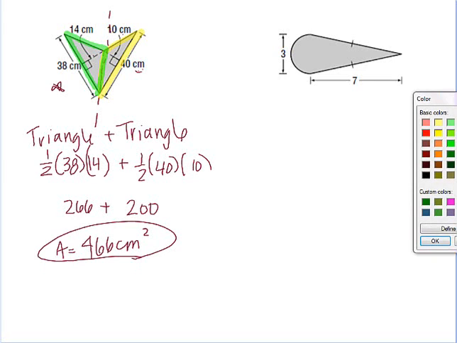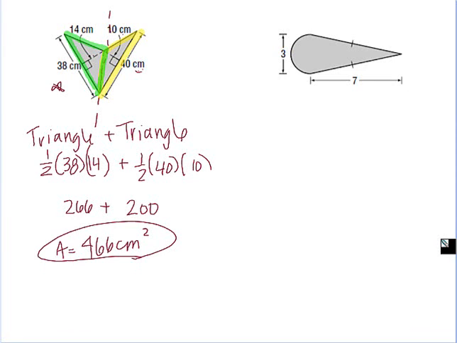This next diagram looks a little bit trickier. When we're trying to decide what type of shape this is, notice that it definitely looks like we have some sort of triangle here. So we're just going to finish that triangle off. Ooh, and then look what we have here. We have half of a circle. So we're going to take half of our circle, and we will then add on our triangle.